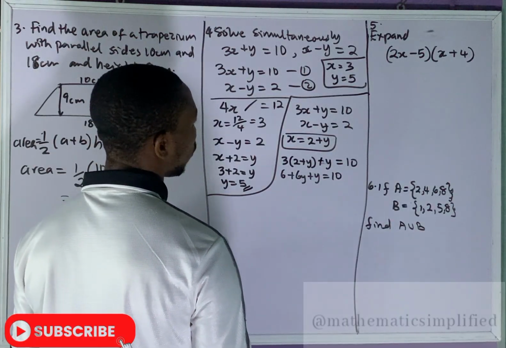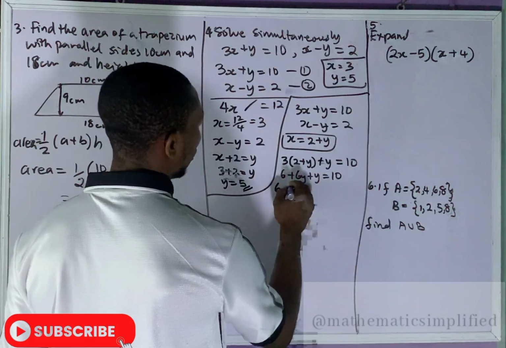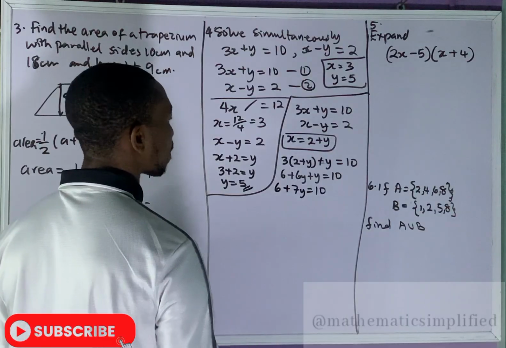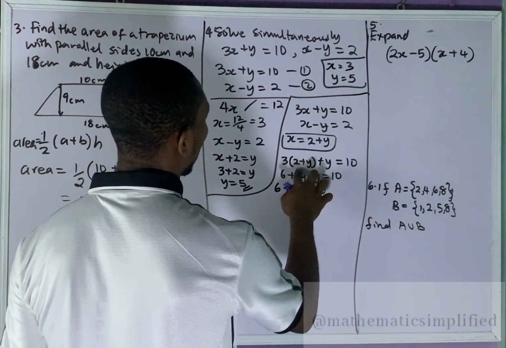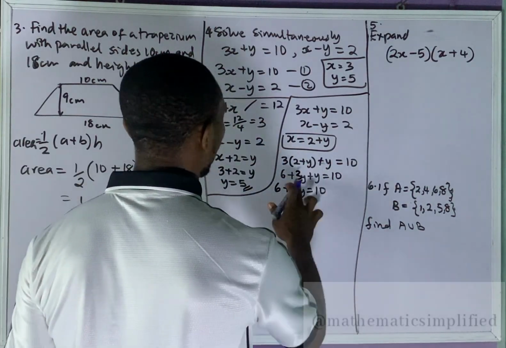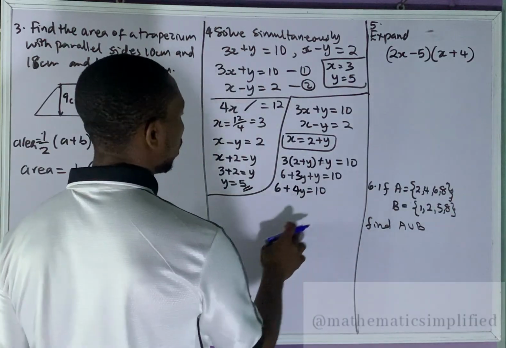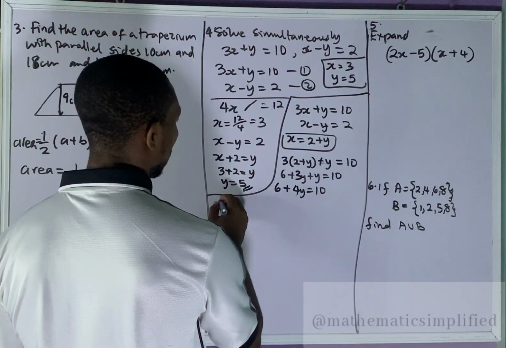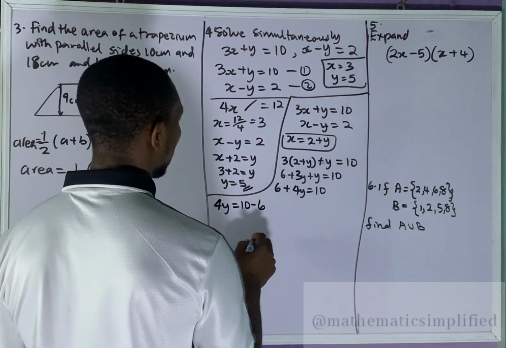So now from here we collect like terms. This will give us 6 plus 7y equals 10. Okay, 3 times y will give us 3y, so this gives us 4y. So 6 going over will give us 4y equals 10 minus 6.